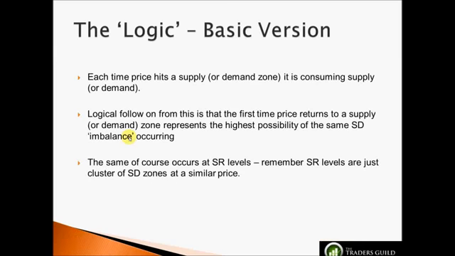So firstly, this was a slide from the first video where we were talking about the basic logic behind the FTB setup, which I just spoke about in terms of price. Each time it hits a supply demand zone, it is consuming supply demand, and therefore it holds to reason that the first time price comes back to a supply demand zone, it has the highest probability of having that same supply demand imbalance again and being rejected away from a supply demand zone. And remember, when I'm talking about supply demand, that an SR level is just a cluster of supply demand zones at a similar price.